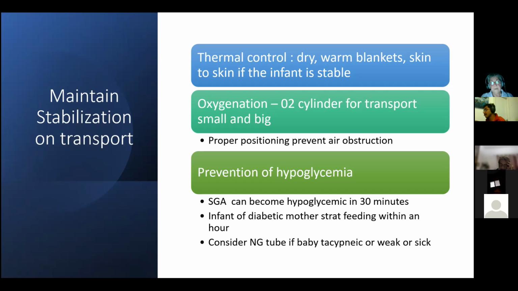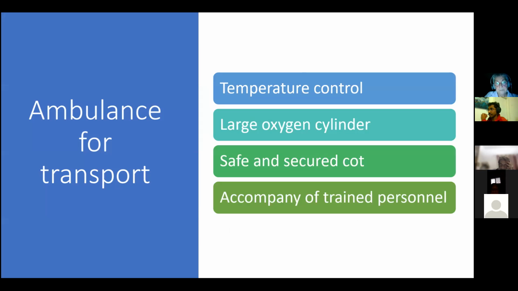Reminding you of my previous slide, each of these, hypothermia, hypoxia, or hypoglycemia, can cause irreversible brain damage to a baby, even in a short time. So it's our responsibility to make sure that this is taken care of while moving the baby from one point to another. In the ambulance, again, temperature control is a problem. Sometimes it's too hot, sometimes it's too cold, depending on how sophisticated the ambulance is.